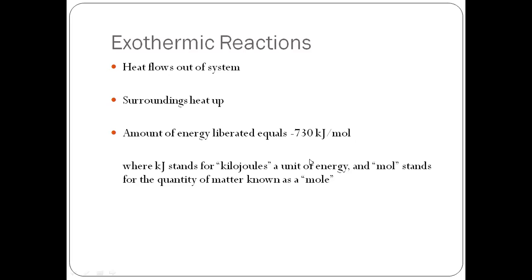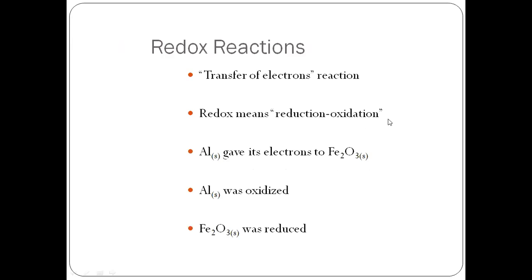Further, a redox reaction takes place, which is a transfer of electrons. Redox means reduction and oxidation. So aluminium gave its electrons to Fe2O3. Aluminium was oxidized, and Fe2O3 was reduced, and we get iron.